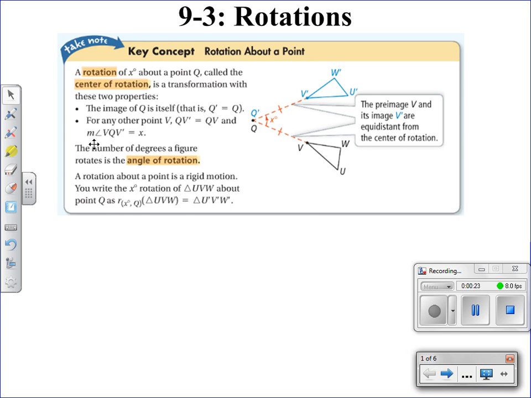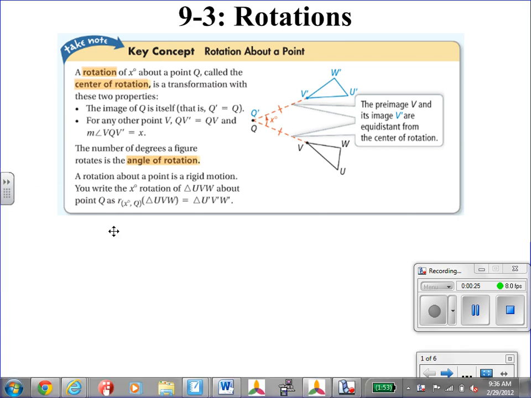And it tells you that a rotation of x degrees about a point Q, which is going to be called the center of rotation. So the point that you're going to rotate around is called your center of rotation. And it says it's a transformation with these two properties. One, the image is itself, that is, however the image starts, it's going to stay the same. It doesn't change, it's just moving location. And this time when it moves, instead of moving vertically and horizontally, it's moving circularly.